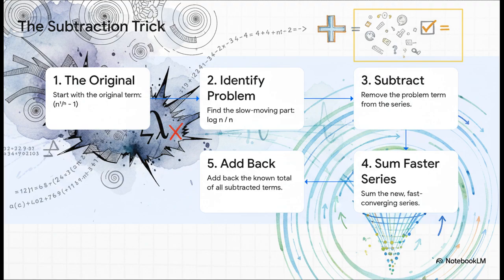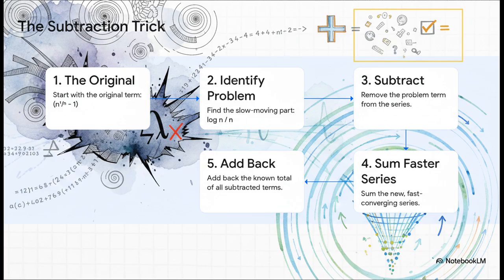First, mathematicians figured out exactly which part of the term was causing all the trouble. It was a behavior that looked a lot like the logarithm of n divided by n. Then they did something kind of brilliant. They just subtracted that annoying part right out of the series. This left them with a brand new series that behaves itself and converges much faster.